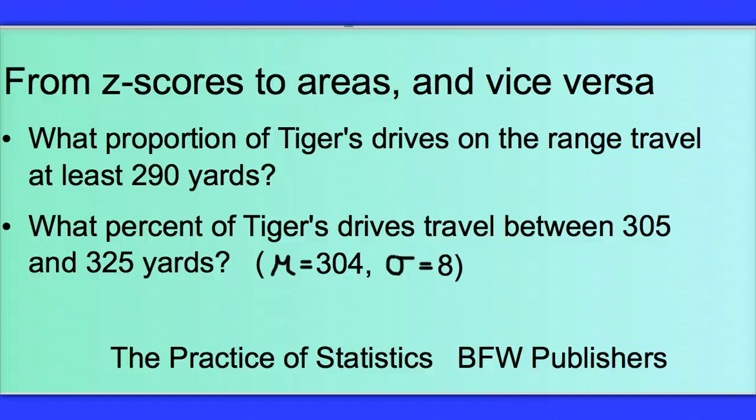Hello, I'm Lee Natero, and I'm going to show you how to use the TI-83/84 calculator to work with problems involving normal distributions. These examples come from The Practice of Statistics. Our first example is to look at what proportion of Tiger Woods' drives travel at least 290 yards.